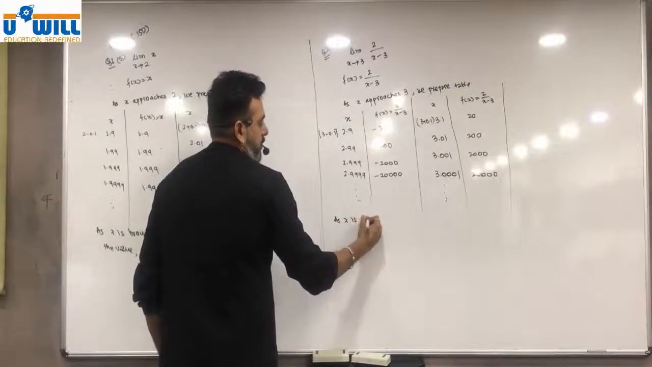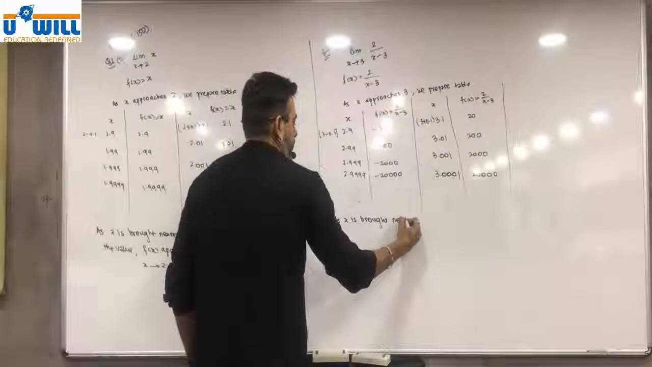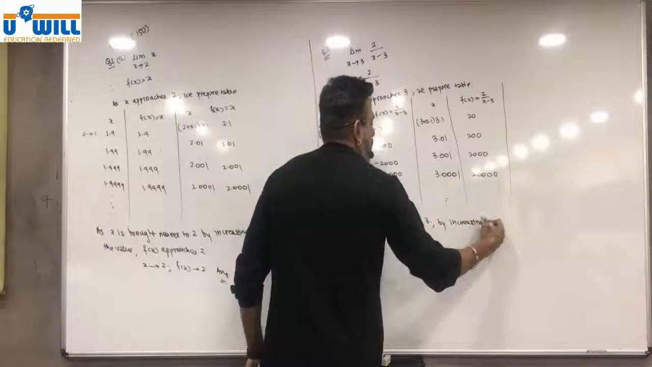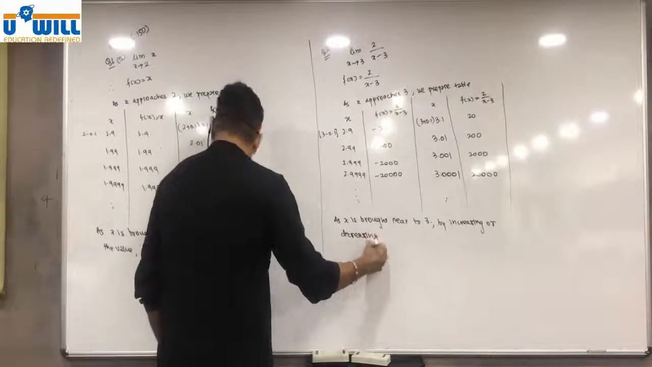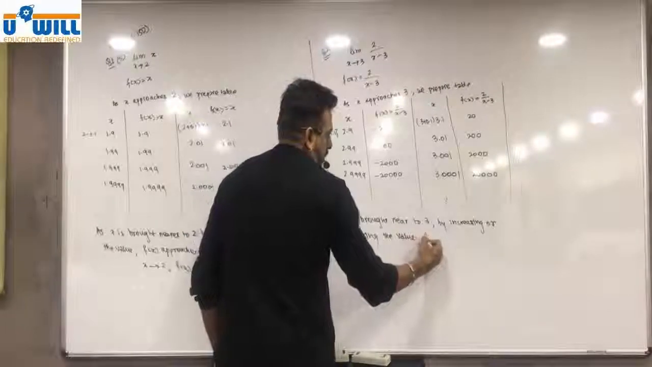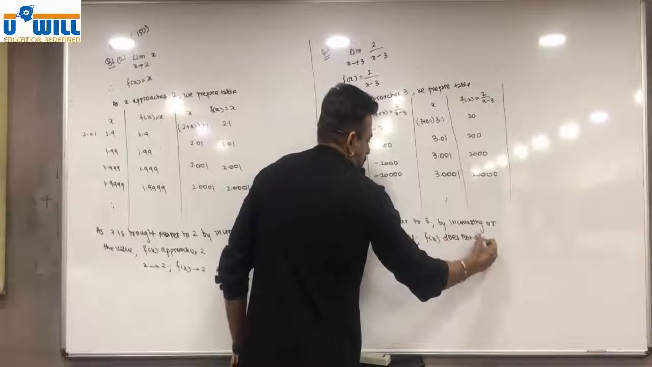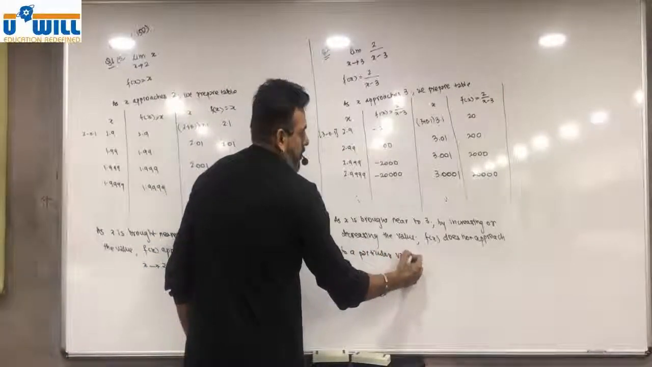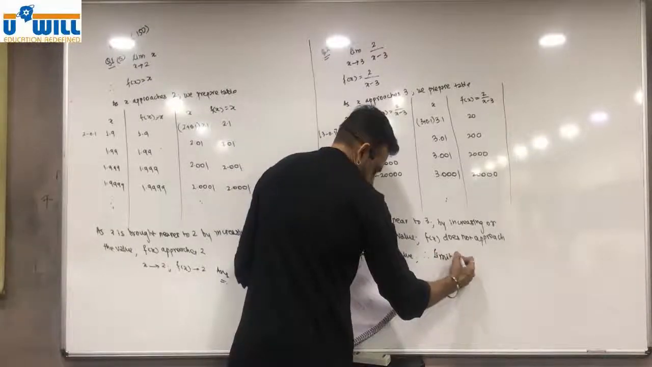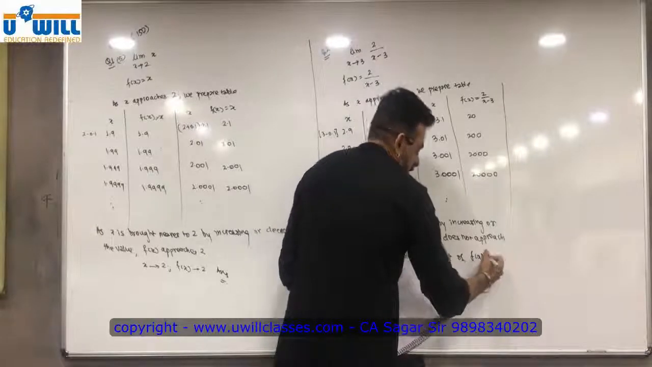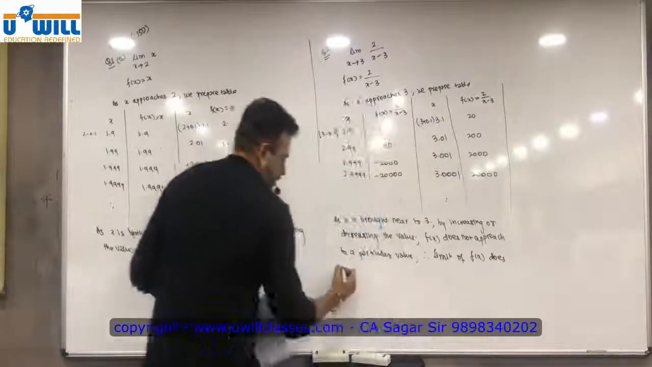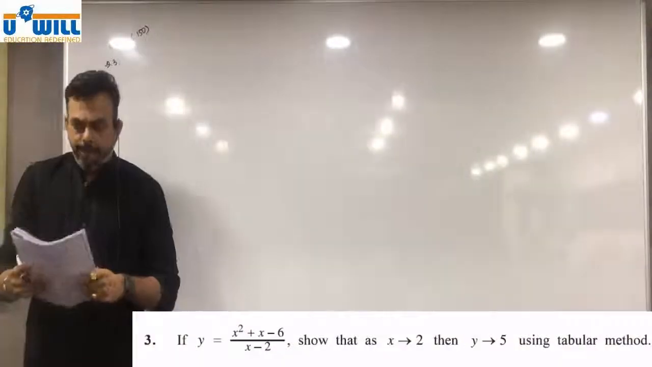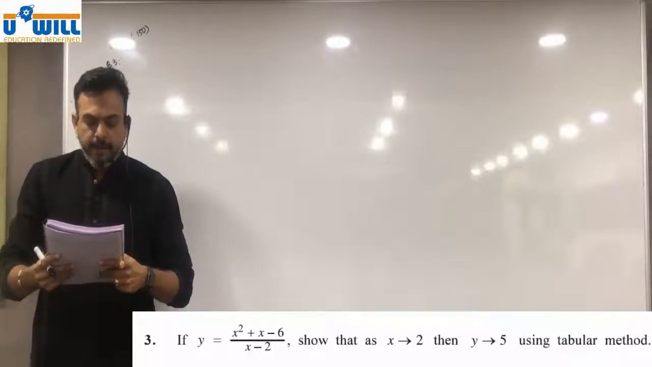As x is brought near to 3 by increasing or decreasing the value, f of x does not approach a particular value. Therefore, the limit of f of x does not exist. Hence proved.